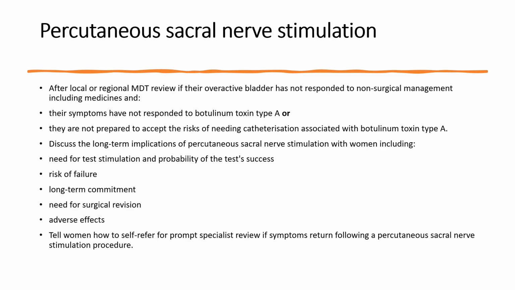Percutaneous sacral nerve stimulation, after local or regional MDT. This treatment may be offered to women with overactive bladder who have not responded to non-surgical treatment, including medicines, and whose symptoms have not responded to botulinum toxin A as well, or they are not prepared to accept the risks of needing catheterization. Discuss the long-term implications of this, including the need for test stimulation and probability of test success, risk of failure, long-term commitment, need for surgical revision, and adverse effects. Tell women how to self-refer for prompt specialist review if symptoms return following percutaneous sacral nerve stimulation.